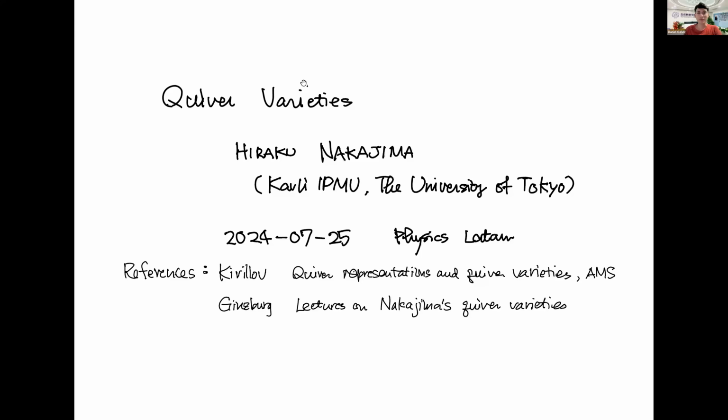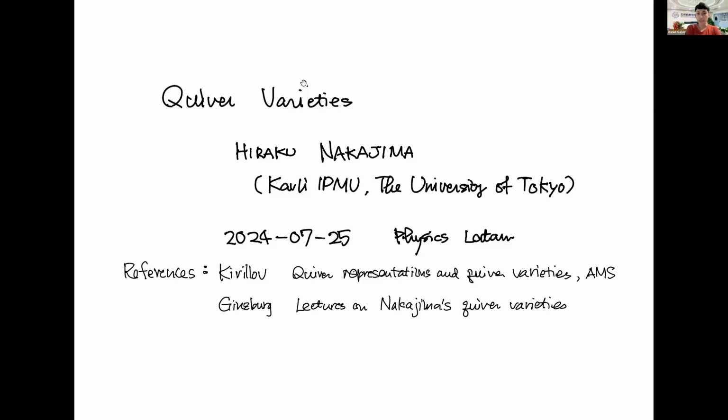Today we are happy and honored to have Professor Hiraku Nakajima with a talk on quiver varieties. Professor Nakajima is a distinguished professor emeritus at Kyoto University and currently at IPMU at the University of Tokyo. He is renowned for his work on the interplay between geometry and representation theory. He defined quiver varieties and constructed integrable representations of affine Kac-Moody algebras and quantum toroidal algebras. His interests include Donaldson type invariants and Coulomb branches of supersymmetric gauge theories. He obtained his PhD from the University of Tokyo in 1991.